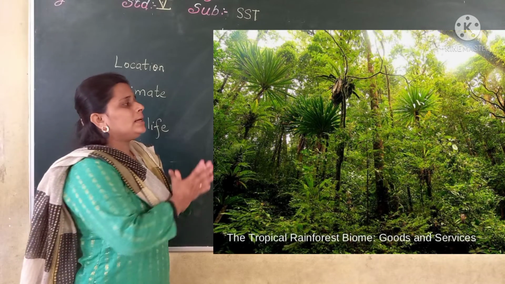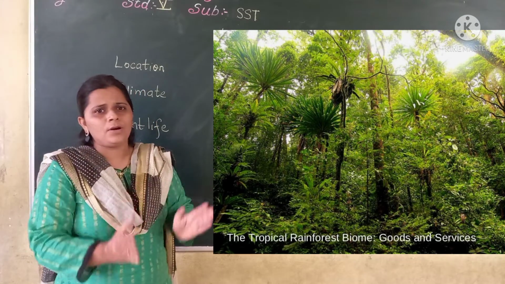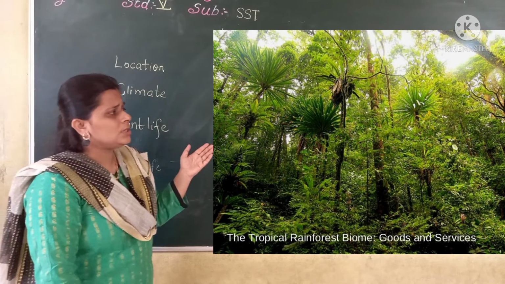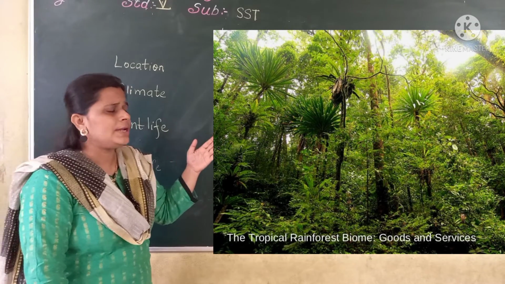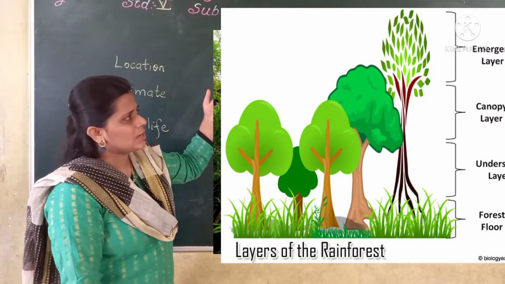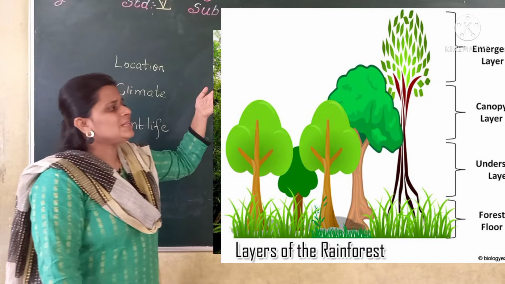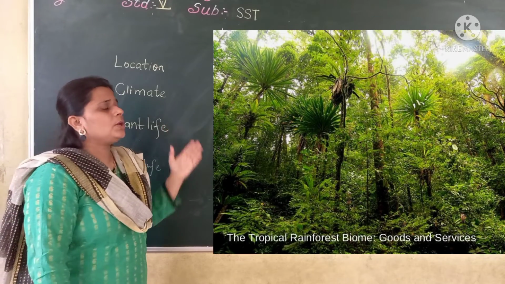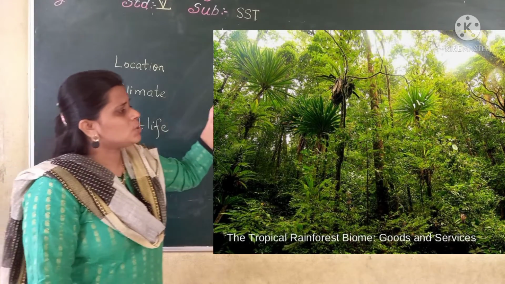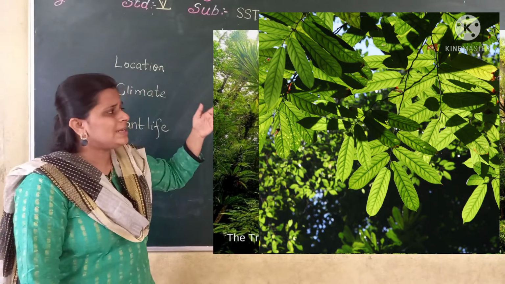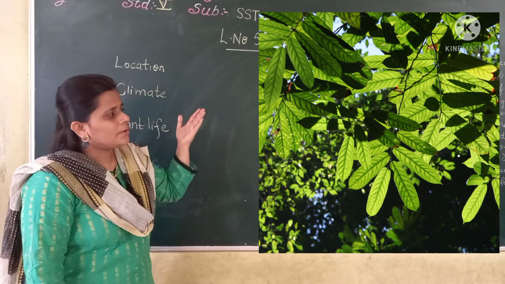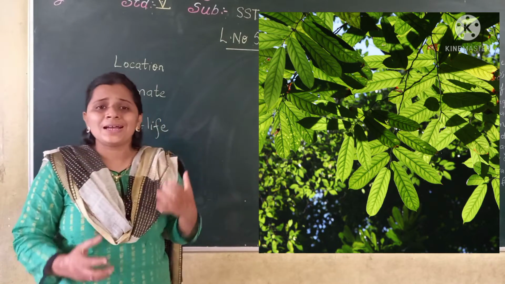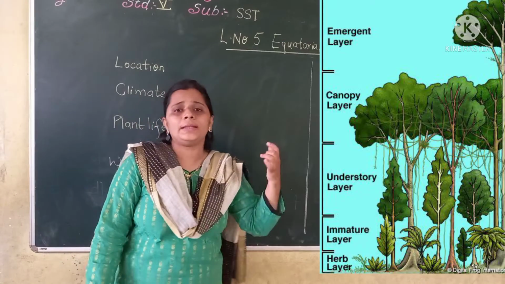So because of that, this forest is known as evergreen forest. Here you will see the trees grow at different heights, forming several layers. You can see here in the picture, students. Trees of this region also have broad leaves and thick branches, forming a canopy at the top.